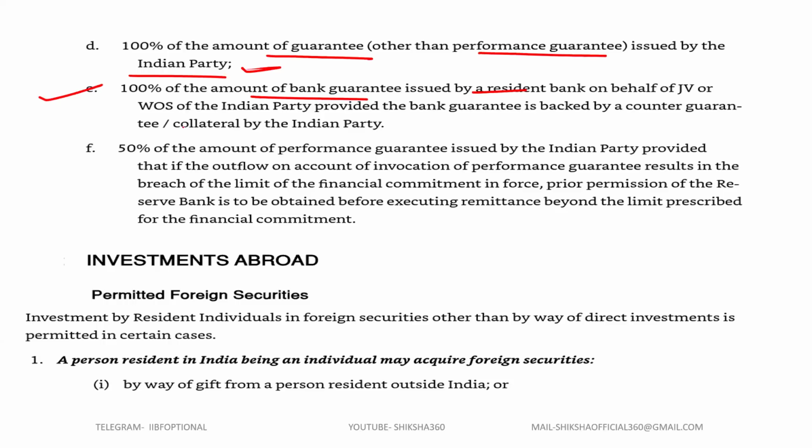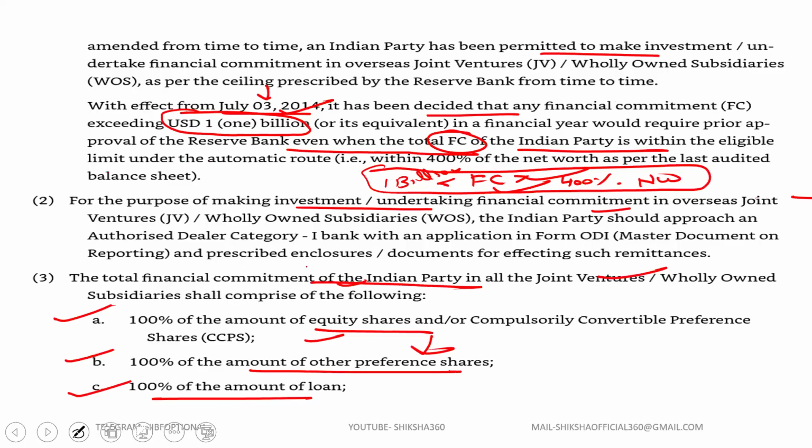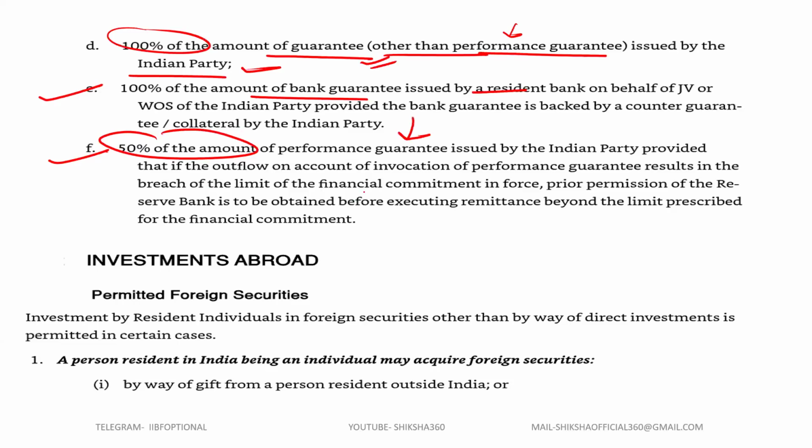Clear? Even the bank will issue the guarantee only when they will get the required security. Sixth one, 50% of the amount of the performance guarantee. Here, any other guarantee than the performance guarantee is counted at 100% of the total financial commitment. But in the case of the performance guarantee, it is to be 50%.